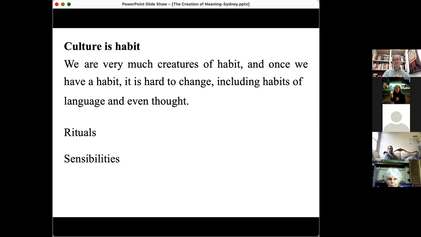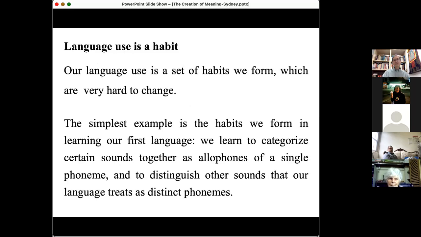Now, what happens is that our sensibilities arise from our rituals, because we tend to think that the way we do something is the correct way to do things, and other people that do it differently are doing it wrong. So this is a problematic aspect of this. Now, language use is also a habit, and it's very hard to change, because it's a habit that we engage in almost every day of our lives from the time we're very little, and very commonly throughout the day, probably more so than any other activity.